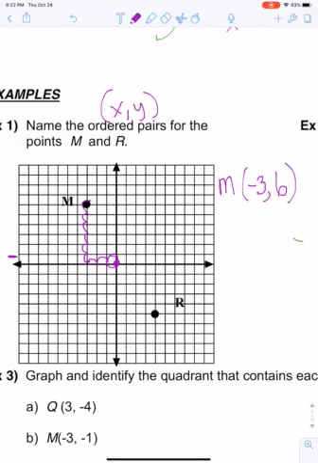Let's talk about R. So R is going to be in the other direction, but again, I'm going to start at the origin. I'm going to hop over in the positive direction 1, 2, 3, 4. So positive 4. Going down 1, 2, 3, 4, 5. So since I went down on that number line, it's going to be a negative 5.